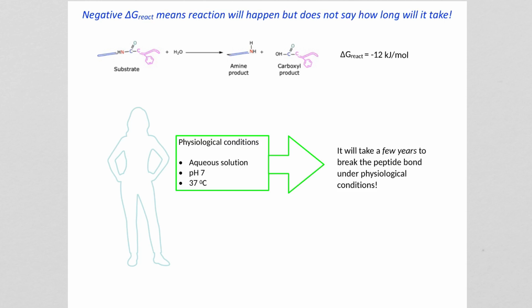Well, negative delta G reaction simply means the reaction is spontaneous. It will happen. But delta G reaction does not say how long it will take for the reaction to happen. Under physiological conditions, that is aqueous solution, because our body is filled with water, pH around 7 and body temperature 37 Celsius, this reaction here, breaking this peptide bond with water, that will take a few years to happen.